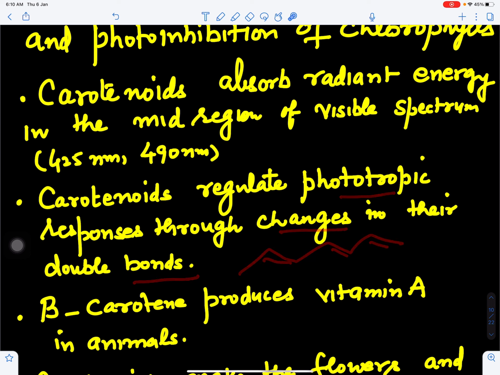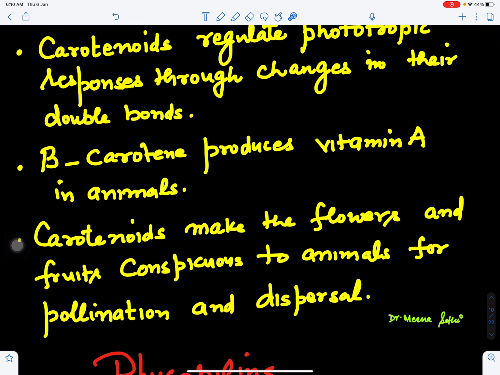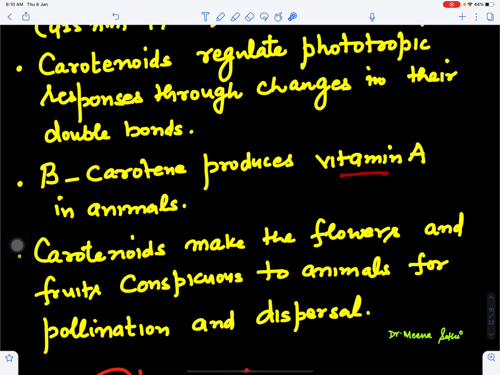Now what is a phototropic response? Tropic is movement, photo means light. So plants always bend toward the light. This is called phototropic movement. So carotenoids help in regulation of that movement of the plant toward light. Then another example, we have already seen that beta carotene produces vitamin A in animals, like when we eat carrots and tomatoes, and C40H56 can give rise to vitamin A.